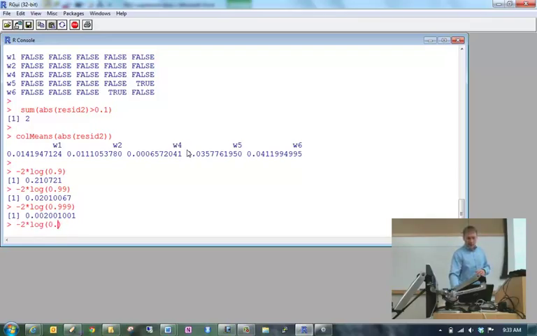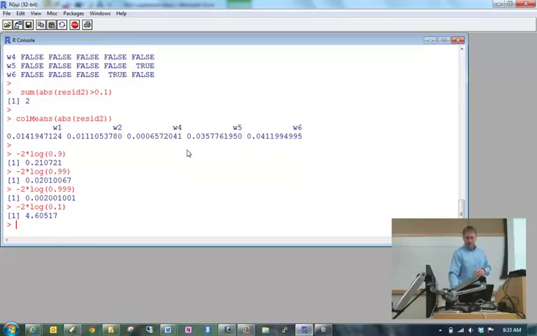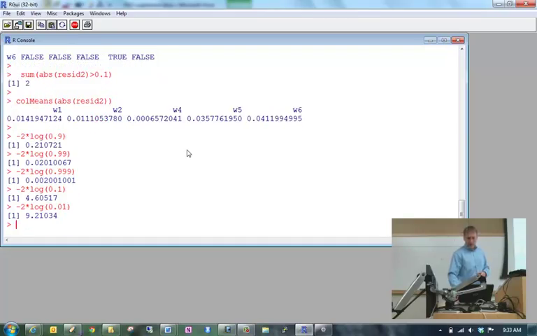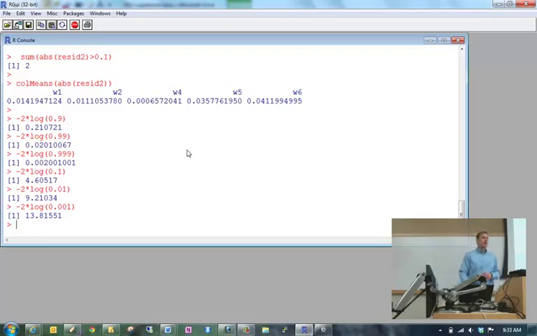Instead, suppose we look at 0.1 as the value of lambda. Notice how now -2 log lambda is getting large. Suppose I go 0.01, it's getting even larger and even larger. So you can see then why we have a right-tailed test. We reject H0 when this -2 log lambda is large. Okay? Are there any questions?